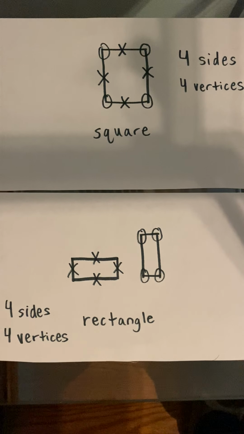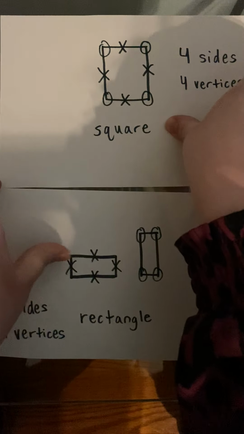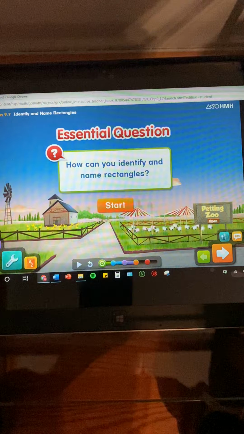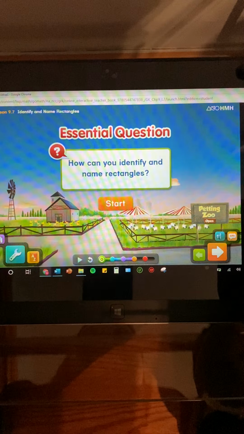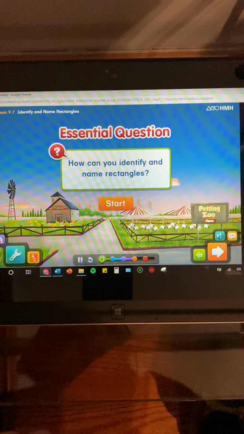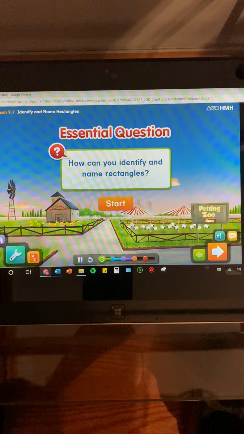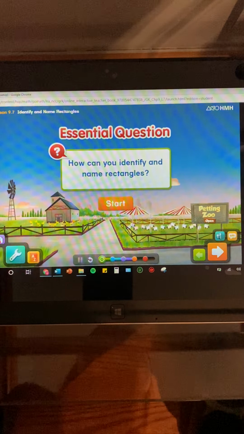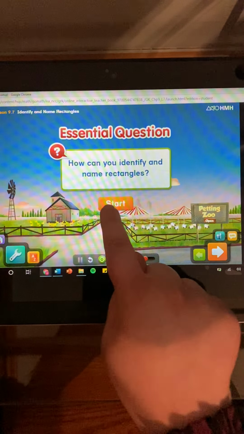So now that we know about the rectangle and the square, we're going to do a little lesson about just a rectangle. Just like the lessons that we do in school and the one that we did last week. Here we go. Let's see how we do. How can you identify and name rectangles?